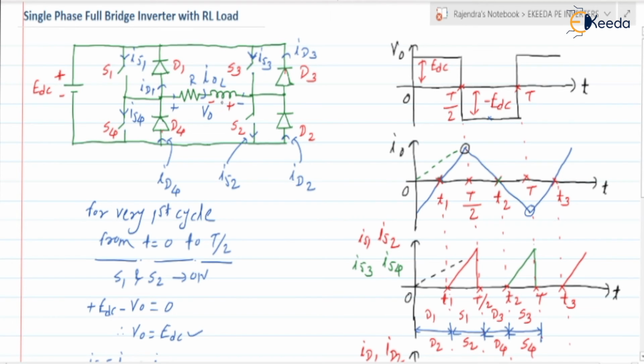When S3, S4 turn off, in the load we have the inductor. This inductor will oppose the sudden change in the current. So whatever energy is stored by the inductor will be released through diodes D1 and D2. The inductor will act as a source, and diodes D1, D2 will be in the conduction mode. Here the inductor is releasing energy in opposition to the supply voltage EDC, through diodes D1 and D2.